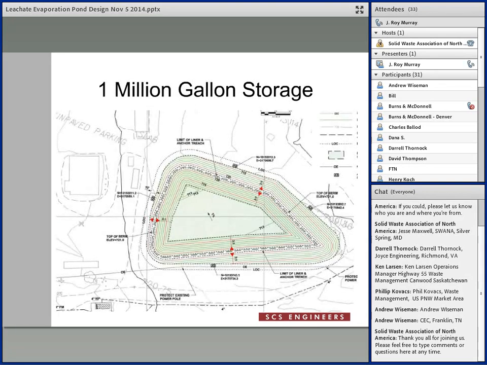This is an example of a pond that we designed. The client basically told us, we want 1 million gallons of storage. All those calculations that I just detailed, they didn't need any of those. The client came to me and said, I want 1 million gallons of storage, and we designed a pond in the area where he wanted it with 1 million gallons of storage.